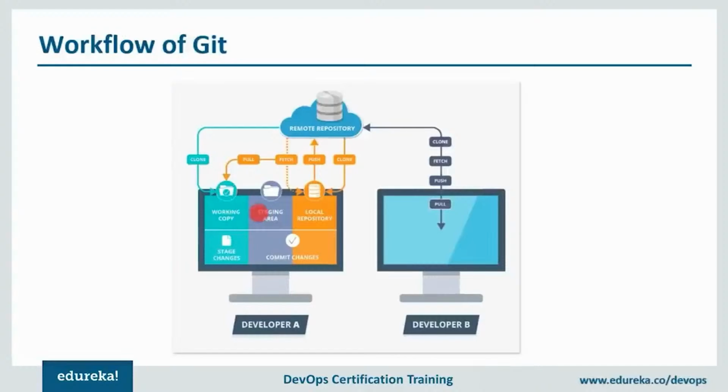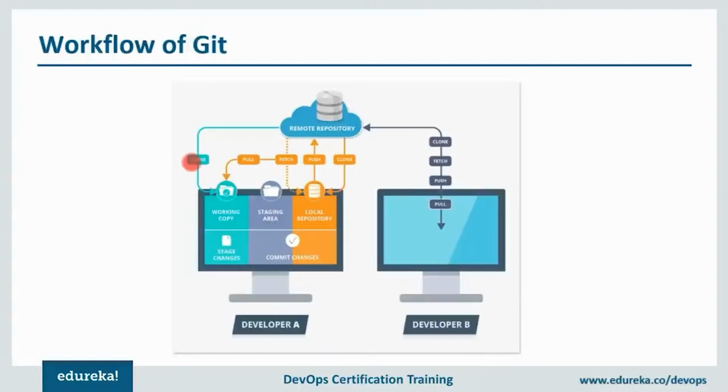Next, we have the staging area. The staging area is a place where all the modified files marked to be committed are placed. So basically, once you make the changes and you want to commit them, before committing, you put them into the staging area. So you can visualize this place as the place between the working copy and the local repository. Now, coming to the commands used to perform these actions in Git, the clone command creates a copy of an existing remote repository inside the local repository.